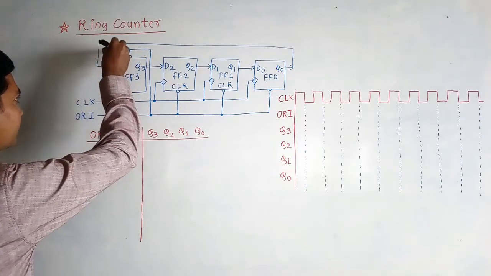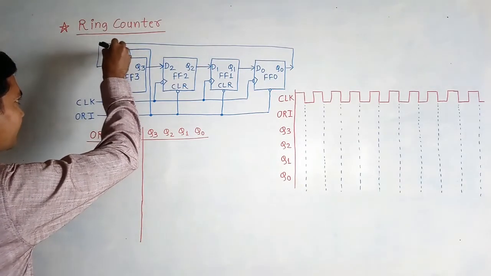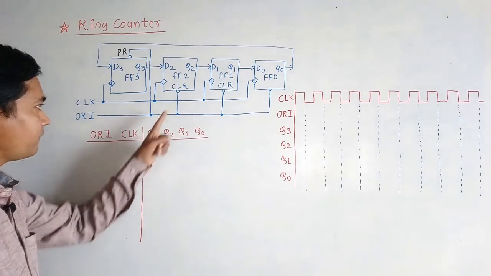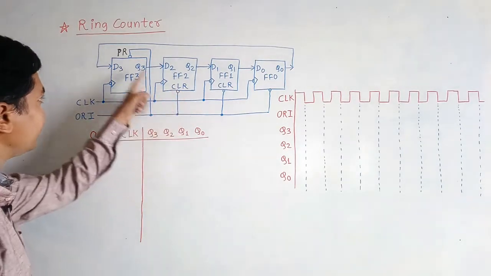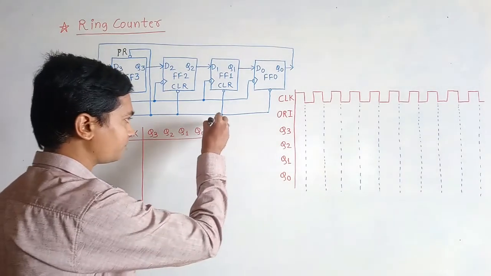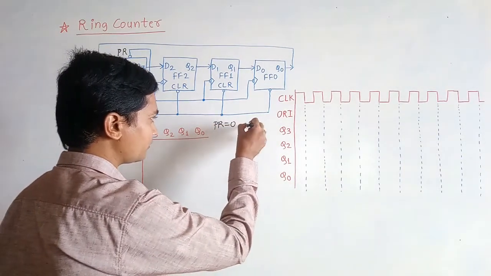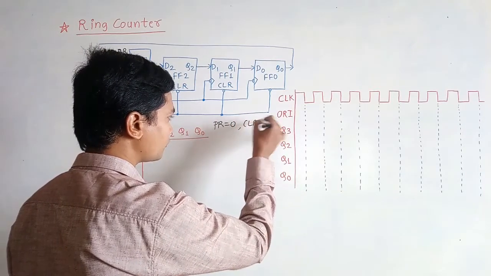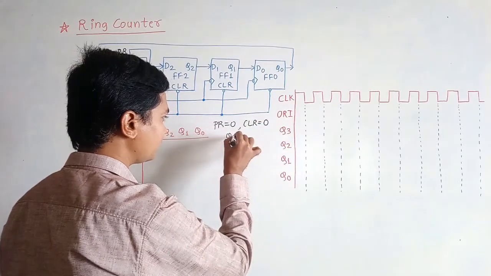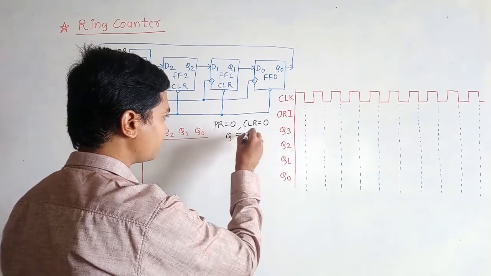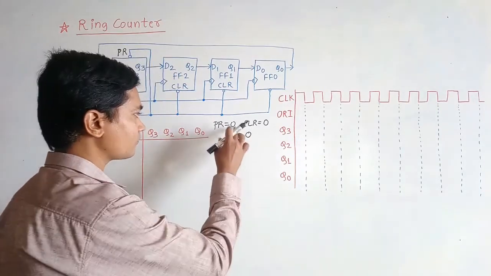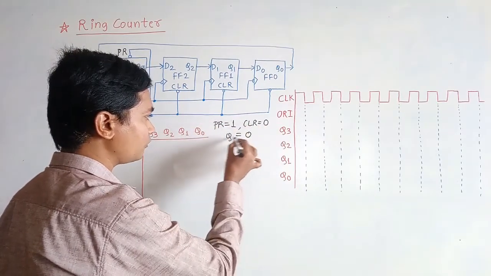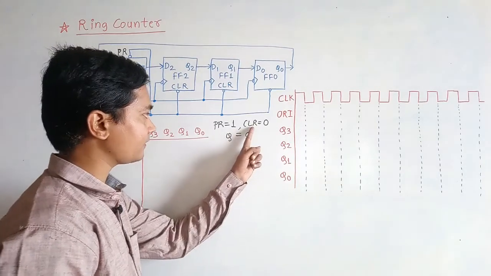So this is the preset input. There are two kinds of inputs available: the first one is the clear input and the other is the preset input. If you make PR equal to 0 and clear equal to 0, then Q3 or Q will become... sorry, one mistake. PR equal to 1 and clear equal to 0, at that time Q will become 0 because the clear signal is activated.